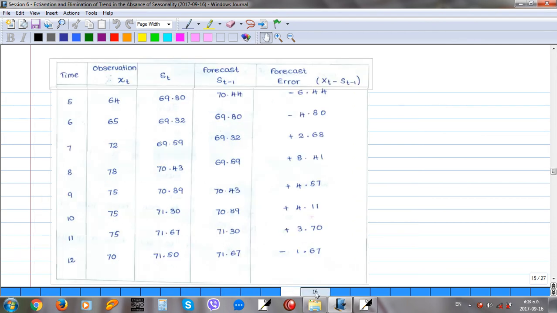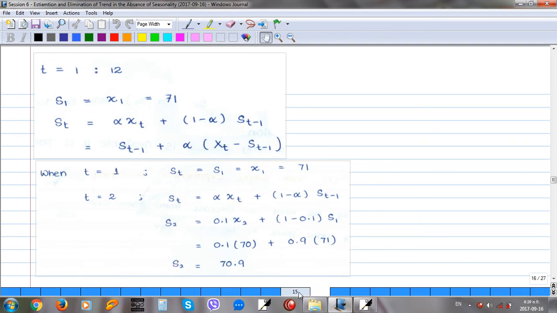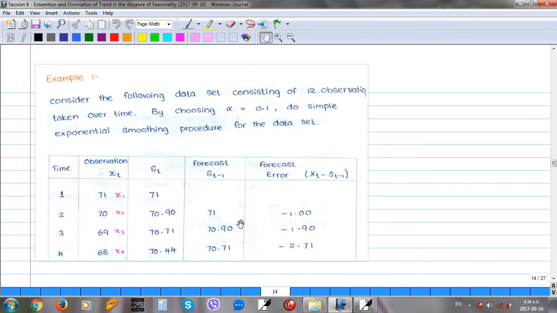You know that the initial estimate always equals x1, the first observation, that is 71, and alpha is 0.1, so you can substitute 0.1 from here. Then 1 minus 0.1 means 0.9 times s1, and s1 is 71, so you can substitute 71 from there. Then you can take s2 as 70.9. s1 is the initial guess, 71, and that's how we get s2 using this formula.